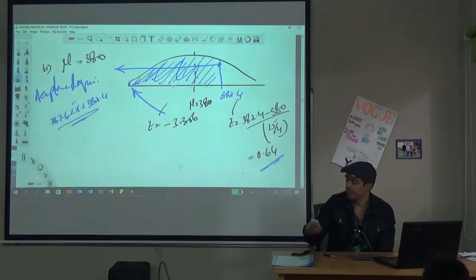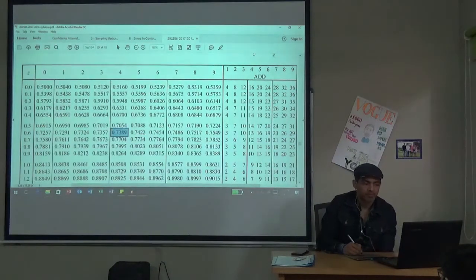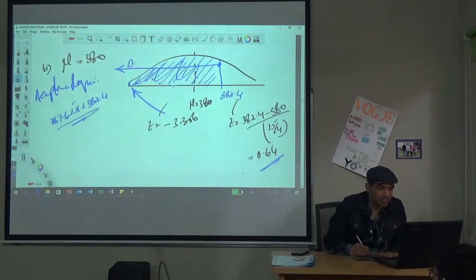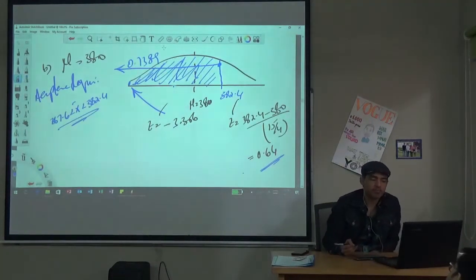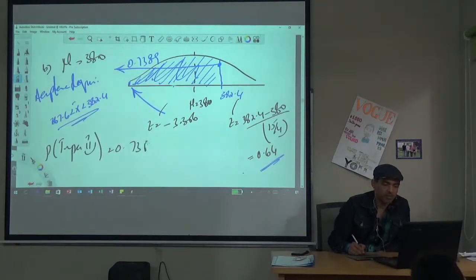0.64. 0.7389. Can you all see that? So this area is 0.7389. And that's basically your probability of making a type 2 error, 0.739.